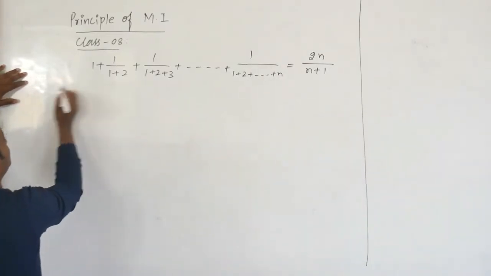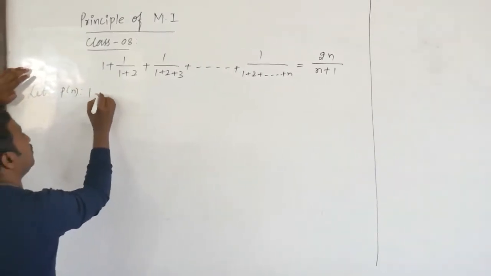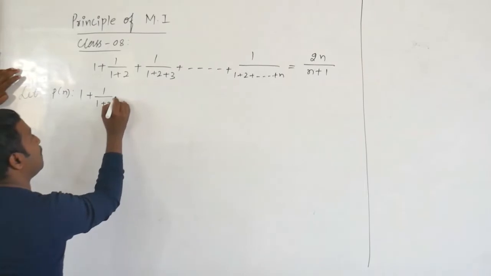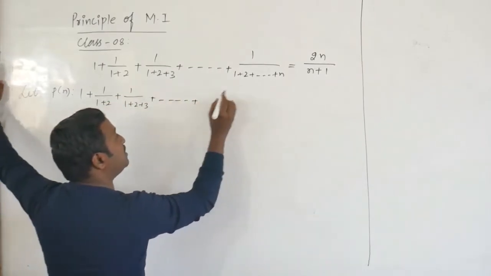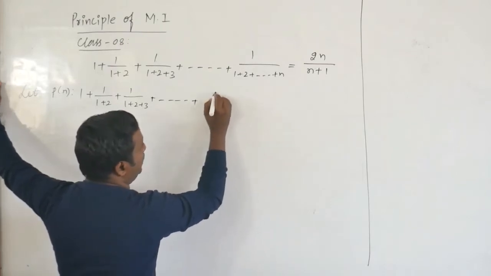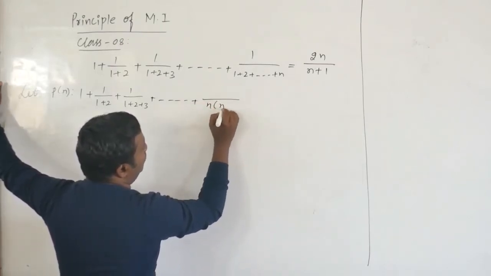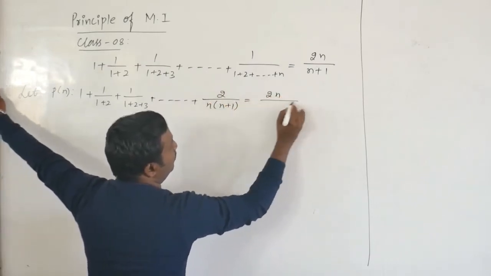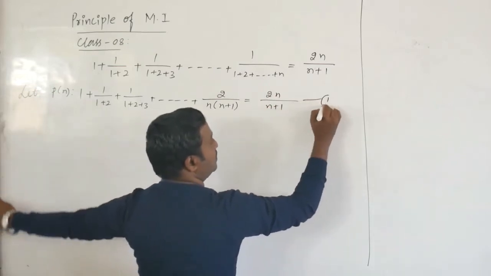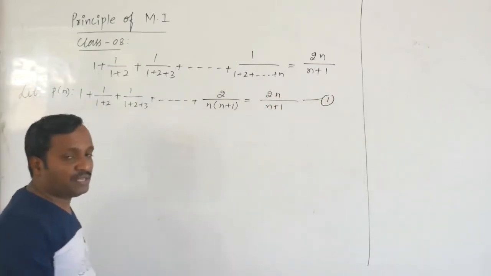Let us take this as phi of n: 1 plus 1 by 1 plus 2 plus 1 by 1 plus 2 plus 3 and so on plus the nth term. I have already said this, so you can write the nth term as 2 by n into n plus 1, the 2 goes up, so 2n by n plus 1. Let us take this as equation number 1. So this is P of n, I told you, in practice.